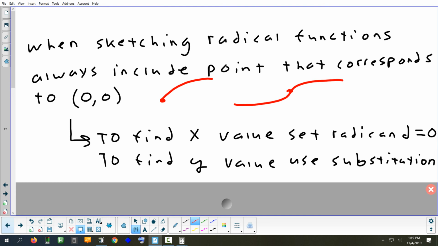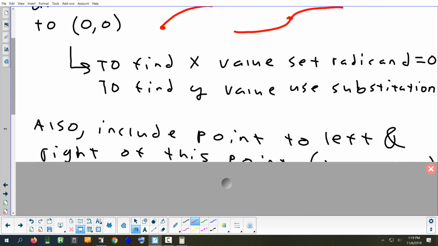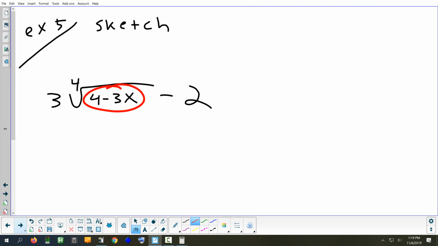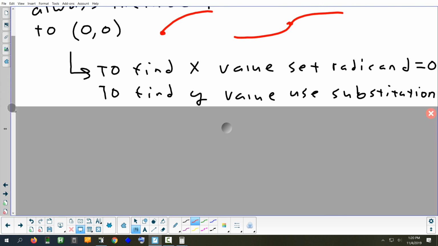Then, to find your y value, well, you're going to have a formula like this. Y equals, if you know the x value, just use substitution to find the y. Plug x in, do it out, and then get the y. Now, I say use substitution, you really don't even have to. You'll see why in a minute. You're going to be able to tell what the y is just by looking.